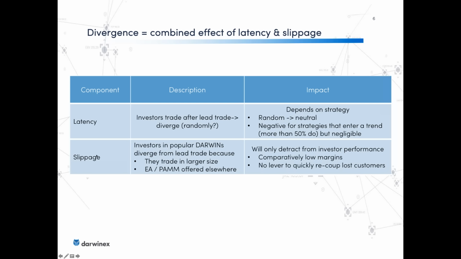When it comes to actual slippage, you do get the Darwin divergence because the investors tend to trade in larger size, and that's the natural law of market economics. Also, in some cases, when you talk about providers who offer the EA or PAM in multiple brokers, we get hit with a double whammy, because there's a bit of delay in sending the trade after the trader has placed it, and therefore the liquidity has already been depleted by brokers who jump the queue ahead of us. Because of the combined effect of those two, slippage will only detract from investor performance.